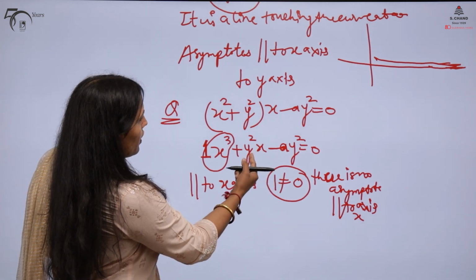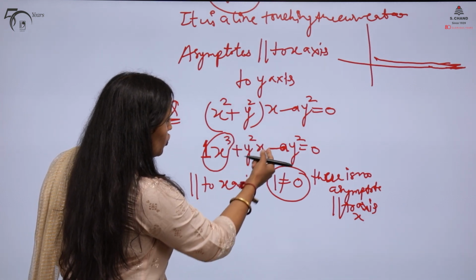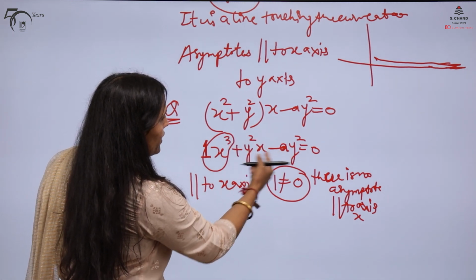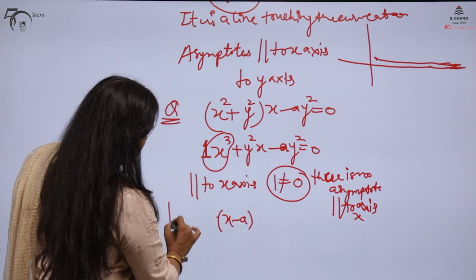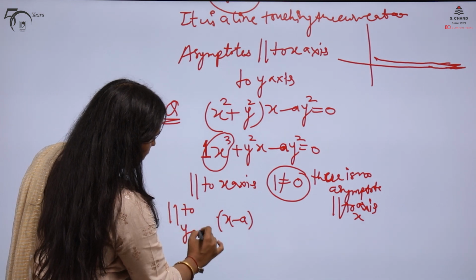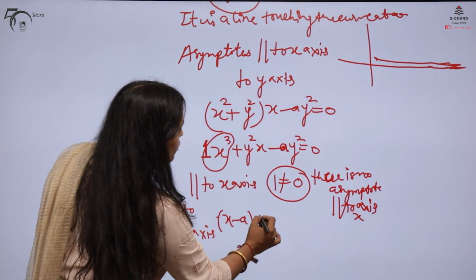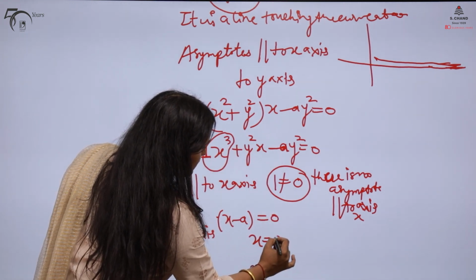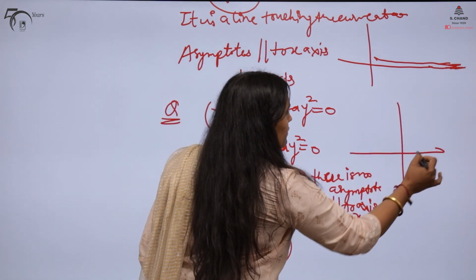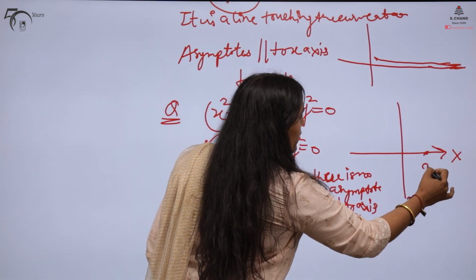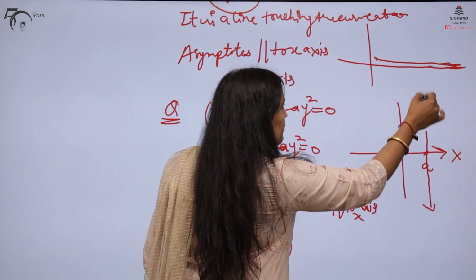Now coming to y. For y, you can see highest power is 2 and the coefficient of y square is x minus a. If you combine this, the coefficient is x minus a. So when you are calculating parallel to y axis, what will you do? Parallel to y axis, the highest degree coefficient of y you will put equal to 0. It means x equal to a is the asymptote. And how do you draw the x equal to a line? This is your x axis, this is your a. It means if you know the curve, this line will be the asymptote.